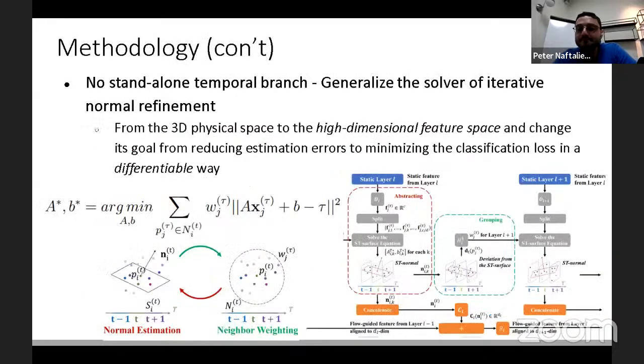Let's go to the second step. In the second step, we are trying to remove the so-called standalone temporal branch.